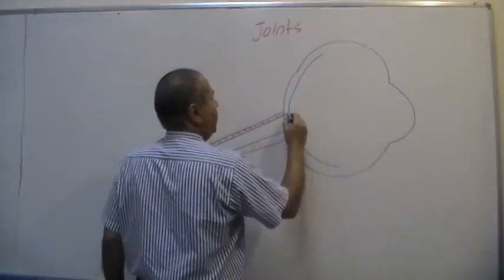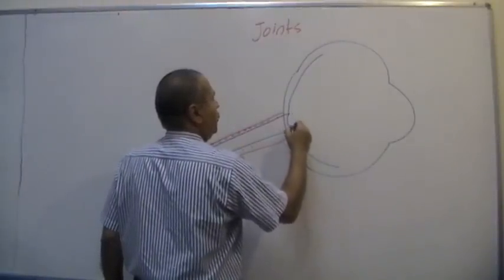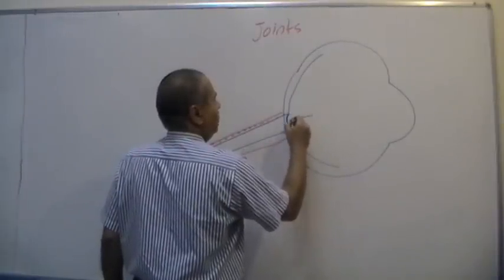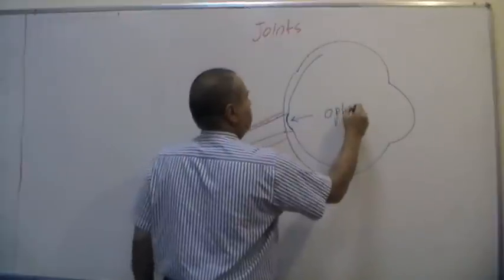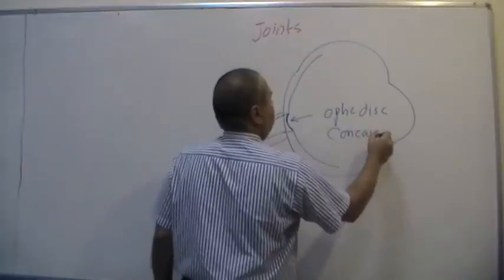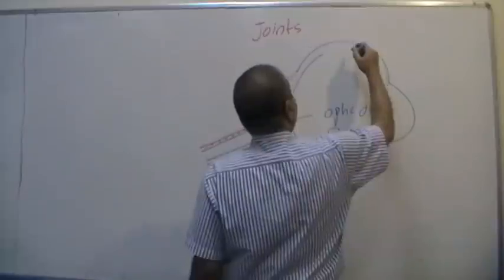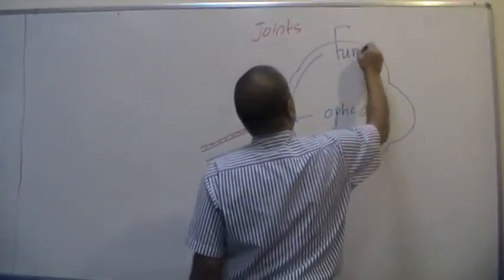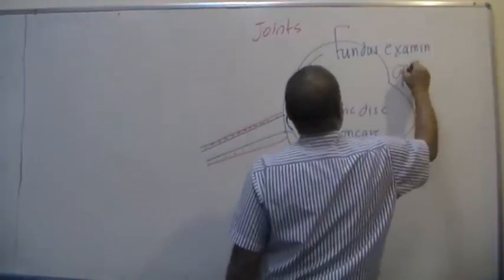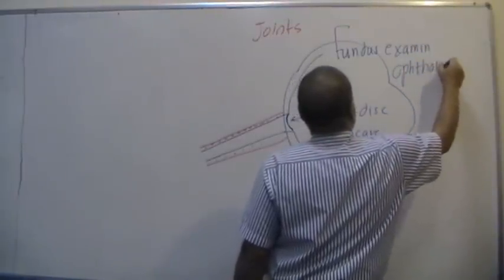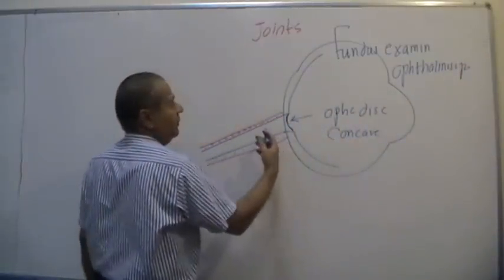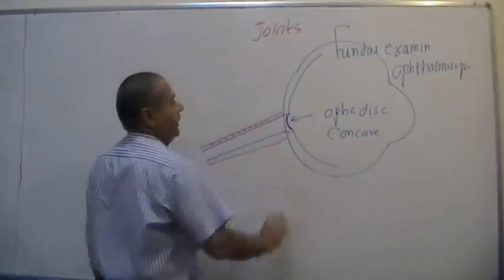This is called the optic disc, which is usually concave, like that. It's seen by the ophthalmoscope during fundus examination of the eye, so I can see the optic disc, and normally it is concave like that.